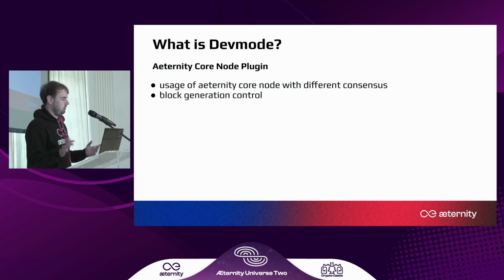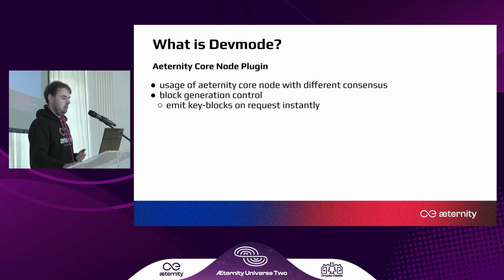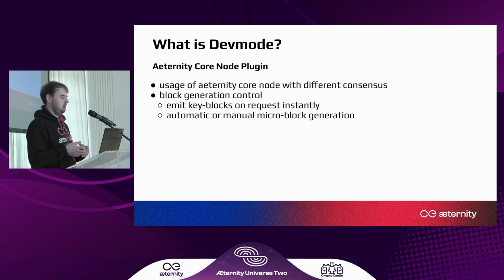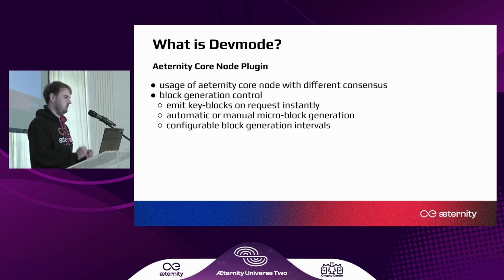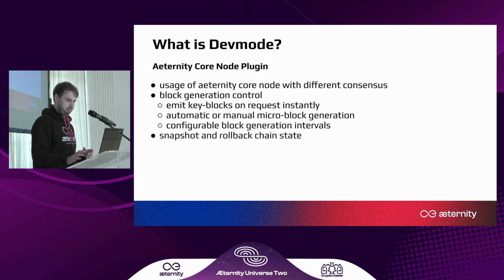So yeah, we have block generation control, as I said. The developer can decide when the next block should be generated. Key blocks on request. For micro blocks, it's possible to generate them automatically or on demand if you need them. You can have configurable intervals, so you can say, I want to test with a block every 3 seconds or every 10 seconds or every minute and so on.